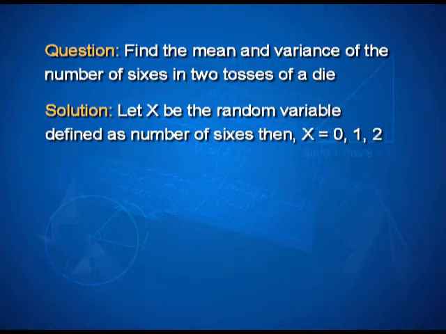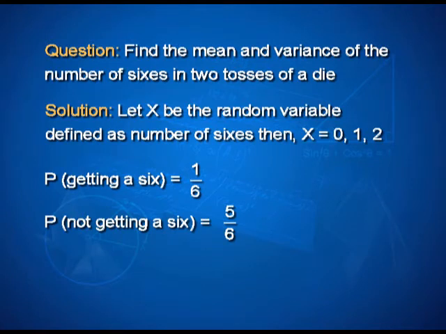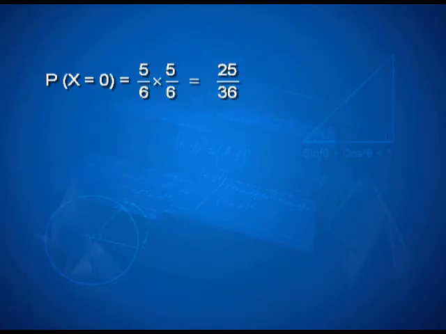What we now need are the corresponding probabilities. First, we know that the probability of getting a 6 in a single throw is 1 by 6, and of not getting a 6 is 5 by 6. So, what is the probability of x equal to 0? That is, I get not a 6 and not a 6. The probability of not getting a 6 is 5 by 6, so 5 by 6 into 5 by 6, which is 25 by 36.